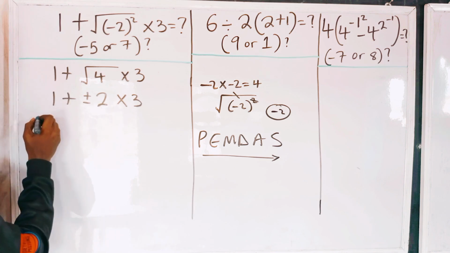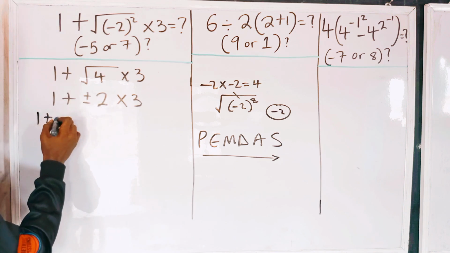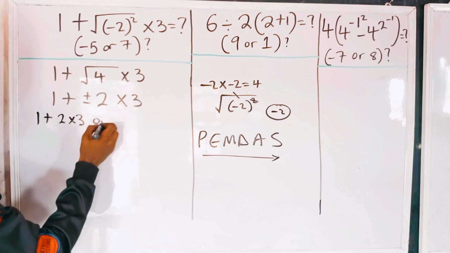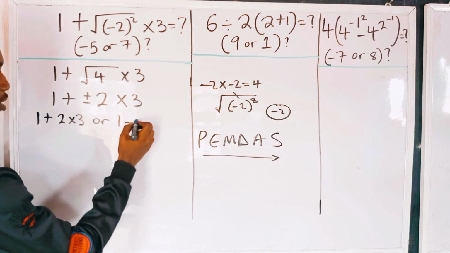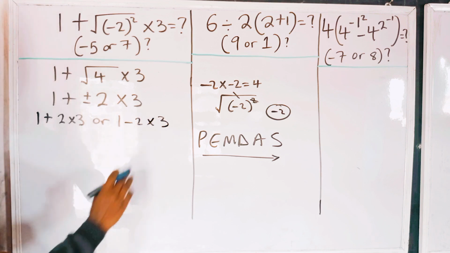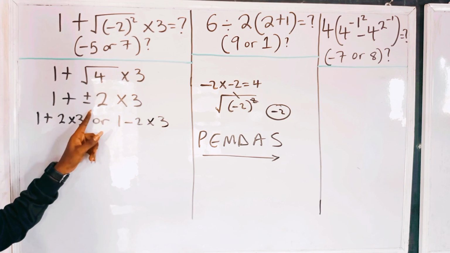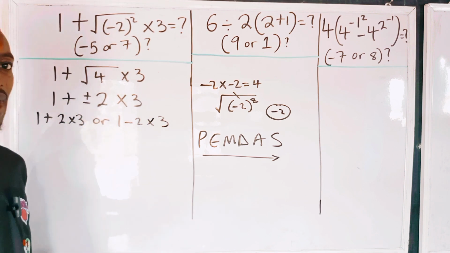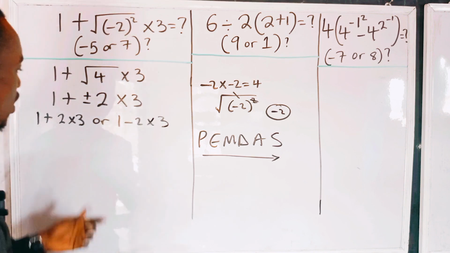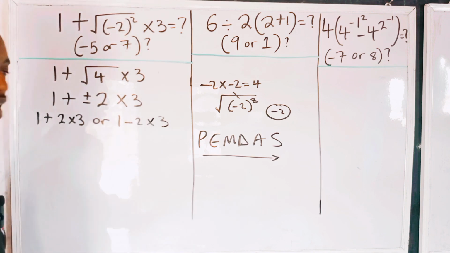It means this one will be 1 plus positive 2 times 3, or 1 minus 2 times 3. We're going to be having two solutions, because when it is positive, plus times plus is plus. When it is negative, minus times plus is what? Minus. 1 minus 2 times 3.